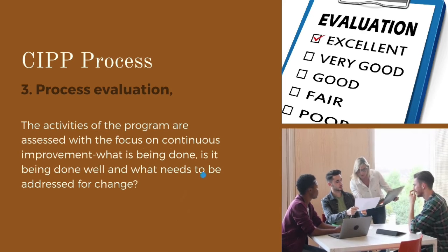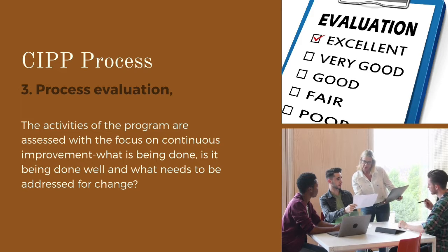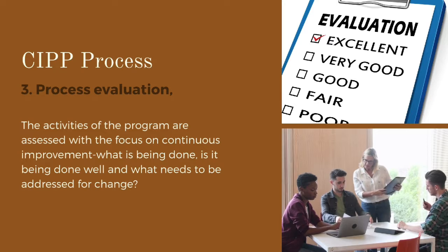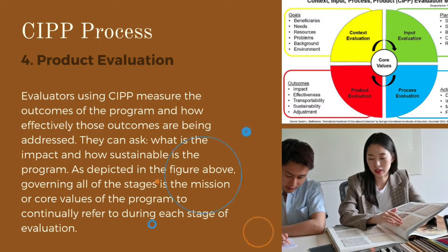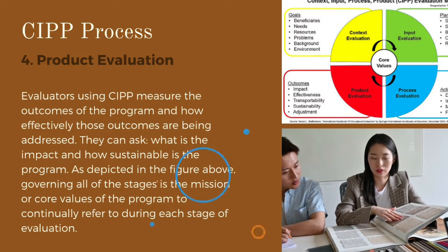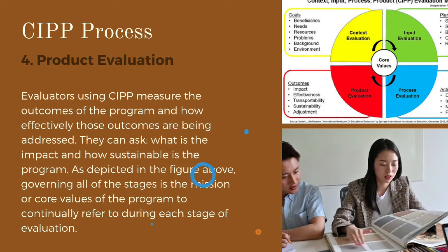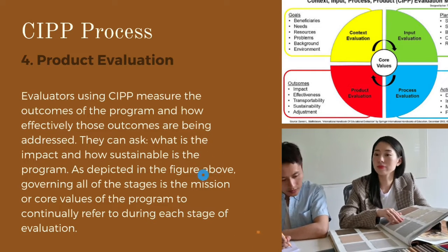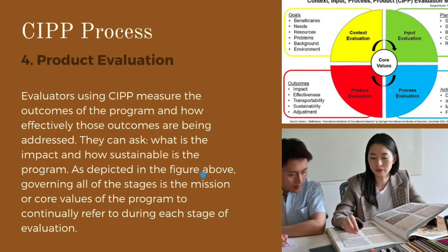During the 3rd stage of process evaluation, the activities of the program are assessed with the focus on continuous improvement. What is being done? Is it being done well? And what needs to be addressed for change? Finally, evaluators using CIPP measure the outcomes of the program and how effectively those outcomes are being addressed. They can ask, what is the impact and how sustainable is the program? As depicted in the figure above, governing all of the stages is the mission or core values of the program to continually refer to during each stage of evaluation.